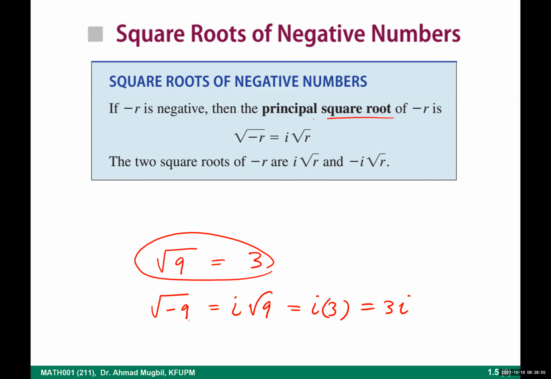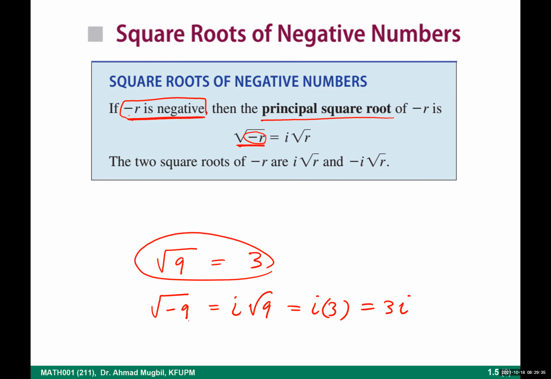Similarly, the principal square root of negative r. Look, what they are saying is that this statement has a meaning if negative r is negative. Who can rephrase this? If r is positive, this will be negative. Okay. Now, the idea here is what? When you have r positive, which means negative r is negative, then the square root of negative r is i square root of r.